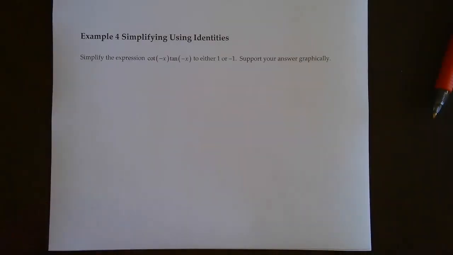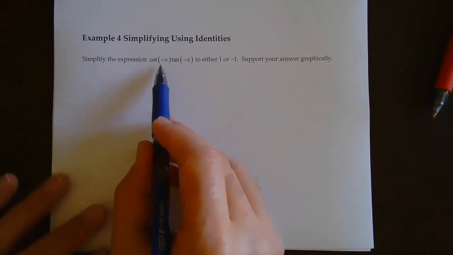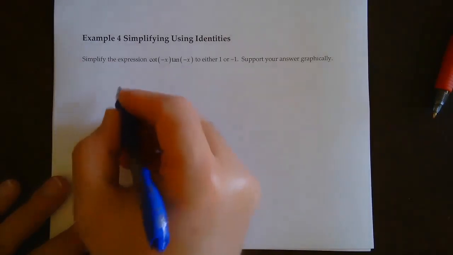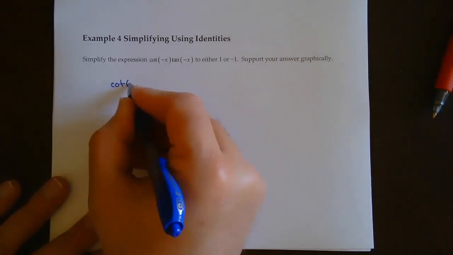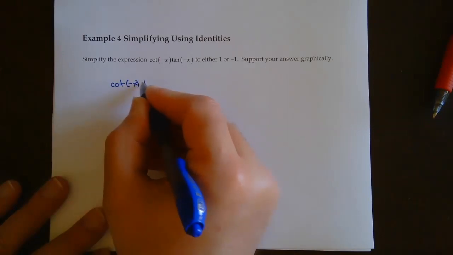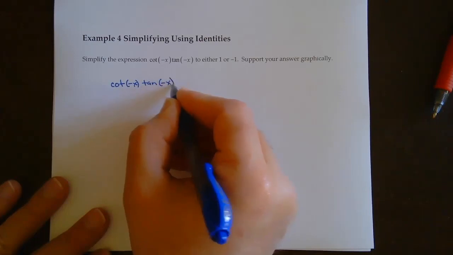I really like these. With these, you know what you're going to get out. You're either going to get the number 1 out or the number -1 out, after we're all said and done. Okay, so we're going to start with this: cotangent of -x times tan of -x. So cotangent of -x times tan of -x.